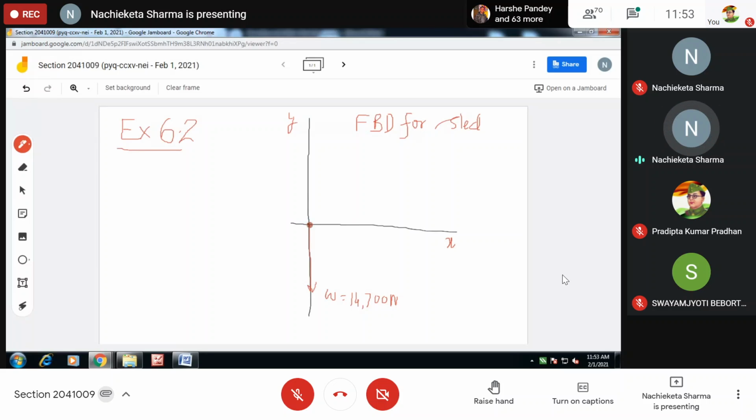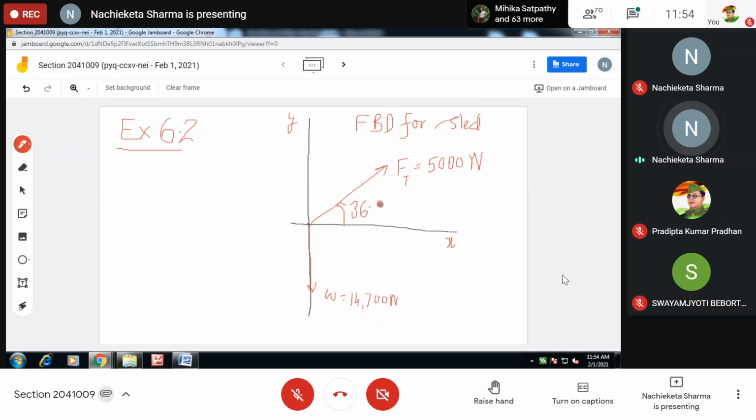Then the sled is being pulled by a force through a rope. That's why a T is mentioned in the book, just for symbol's sake. There is a tension force, which is 5,000 Newton. But you need not worry about these symbols. So the sled is being pulled by an external force whose value is 5,000 Newton, and this angle is 36.9 degrees.